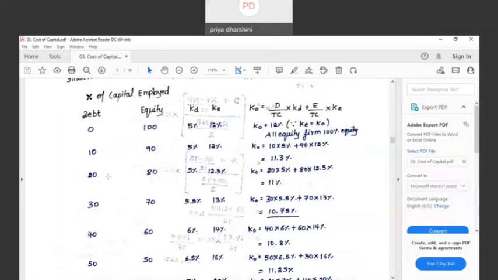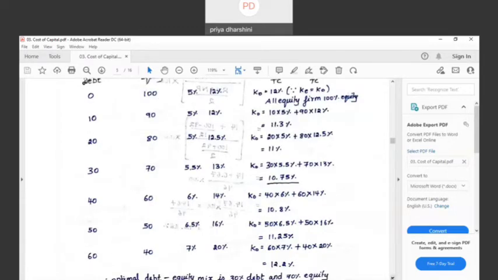Likewise, 20 into 5% plus 80 into 12.5, then 30 into 5.5 plus 70 into 13, then 40 into 6 plus 60 into 14. This is nothing but weight of debt into cost of debt plus weight of equity into cost of equity. Likewise, you have to do it for all the information given.